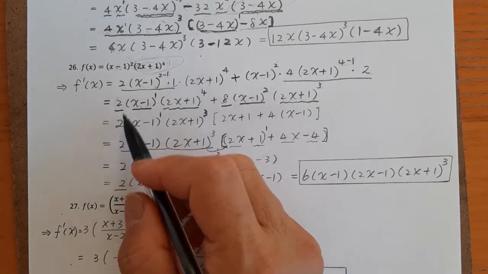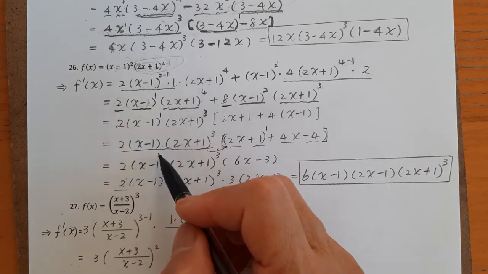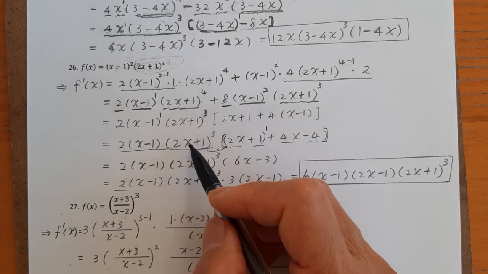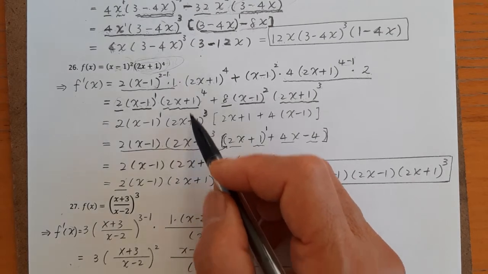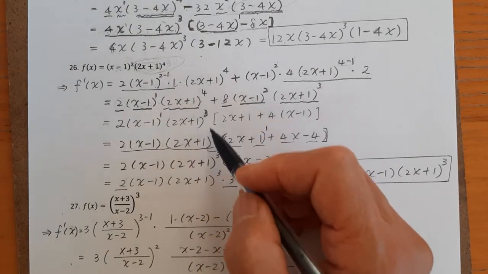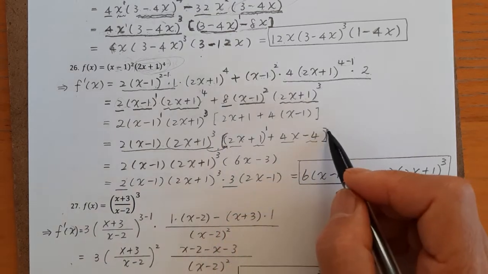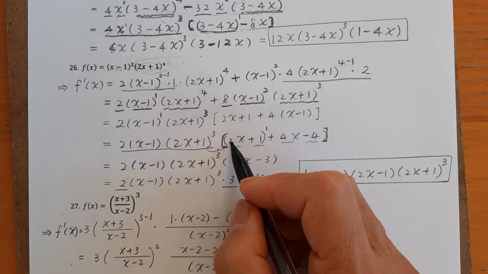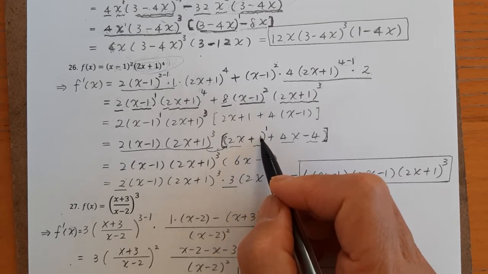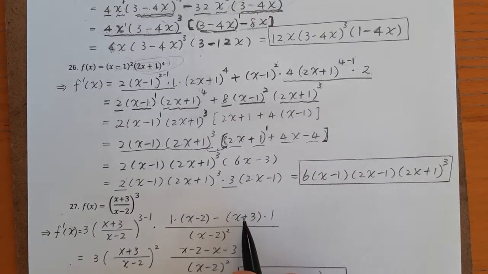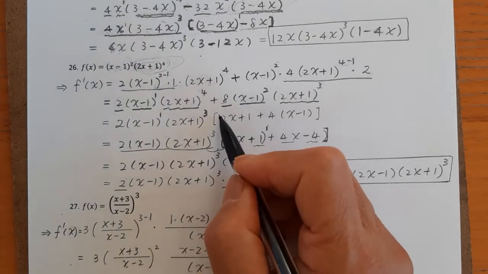This one, 2 over 2, cancel, x minus 1, cancel. 2x plus 1 is the base, exponent subtraction, 4 minus 3, and get a factor. Put it in the parentheses, in the bracket. It's 2x plus 1 to the power 1. That's the first one.